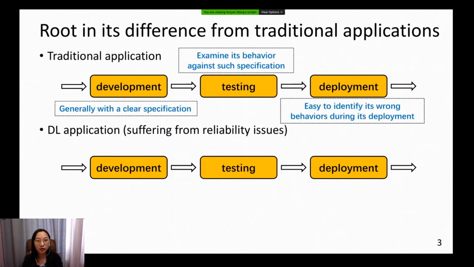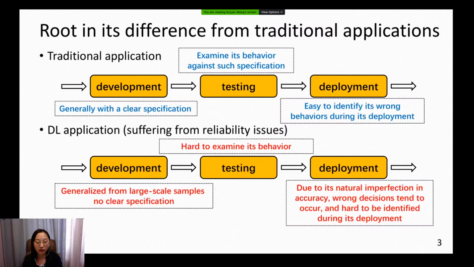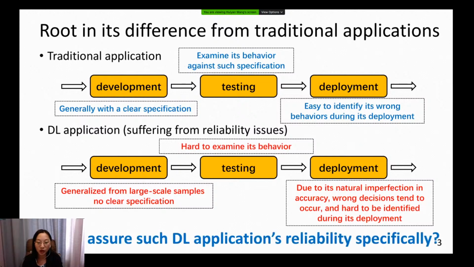For a traditional application, there is a clear specification for its logic, so it could be very easy to identify some wrong behaviors. However, for a deep learning application, its logic is normally generalized from large-scale samples, and there is no clear specification. Therefore, it is hard to practically examine or identify some wrong behaviors at its testing and deployment. Our focus today is how we can assure its reliability specifically.